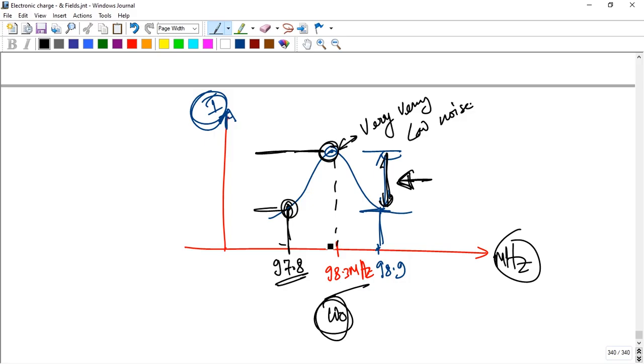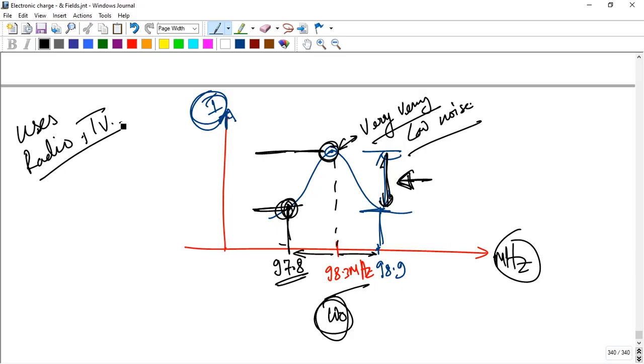Before omega naught and after omega naught, we listen to that radio signal, but there is some noise. Here the noise is very low and we can hear a clear sound. That circuit is called a tuning circuit, and it is used in either a TV receiver or a radio. These are where you use a tuning circuit, very useful here.